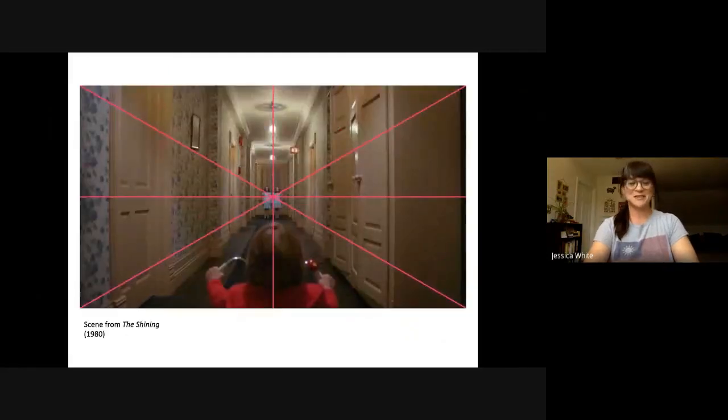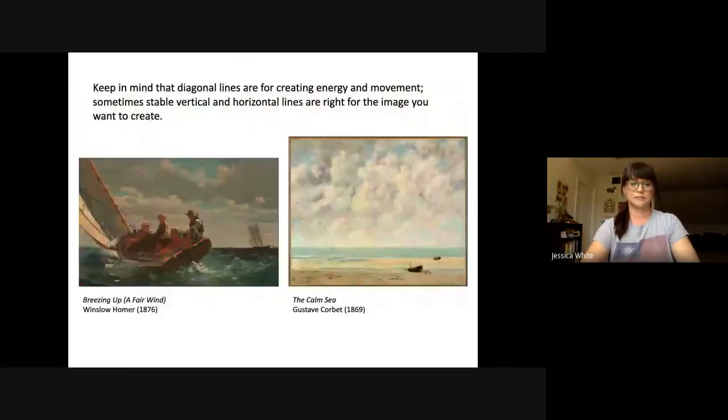And then, of course, I have to include a scene from a movie. This one is from The Shining, and we have a lot of dynamic diagonal lines. This is actually a really good example of one-point perspective, which is something we're going to talk about more later this semester. But one-point perspective does tend to create some very dramatic diagonals.